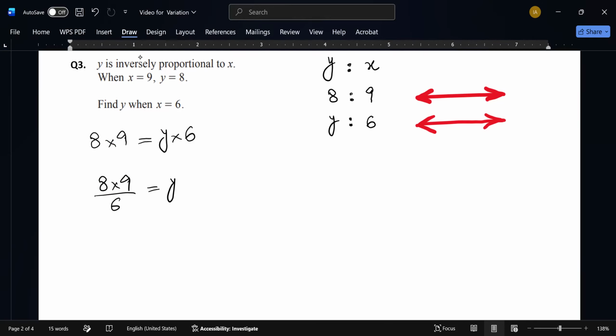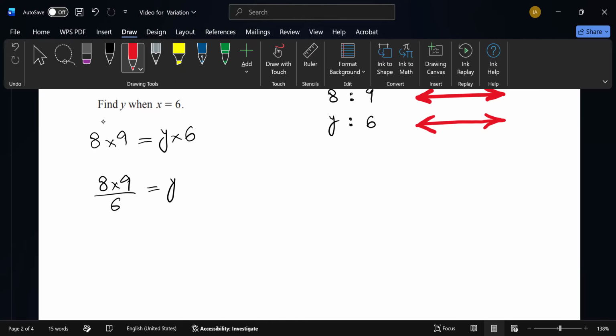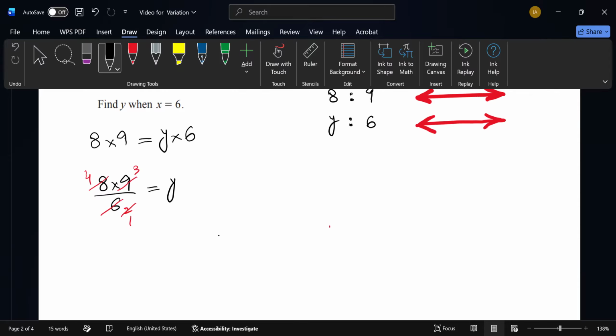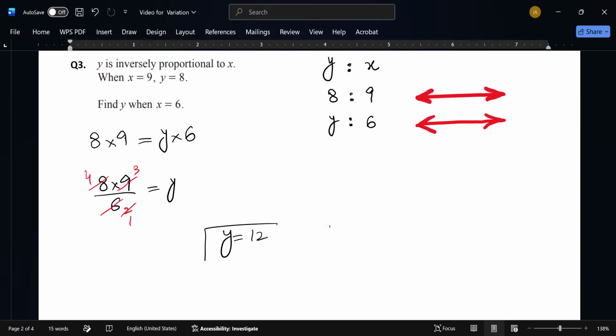Let's simplify as much as possible. 3 times 2, 3 times 3, 2 times 1, 2 times 4. So y is equal to 12. Since x decreases from 9 to 6, you notice y increased. Yes, the relation was inverse. That is why this happens: one quantity increases, the other decreases.